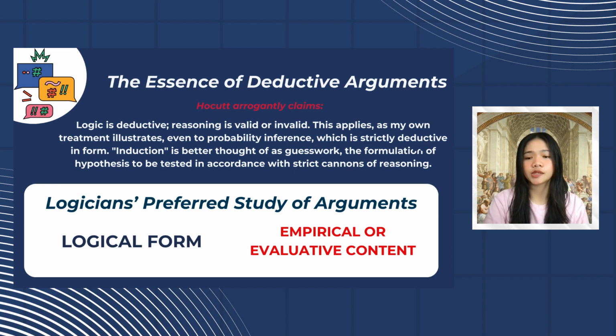Logicians strayed away from studying arguments based on their natural setting, through ordinary language. They prefer studying an argument's logical form rather than its empirical or evaluative content. Logicians' concern is the validity or invalidity of an argument as well as its essence. Argument form turned out to be a concept that these logicians were looking for. An argument form is a concept that matches the logician's concern or focus.